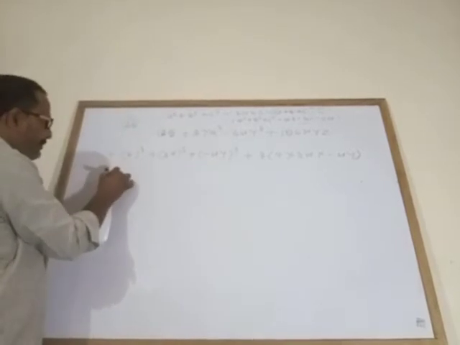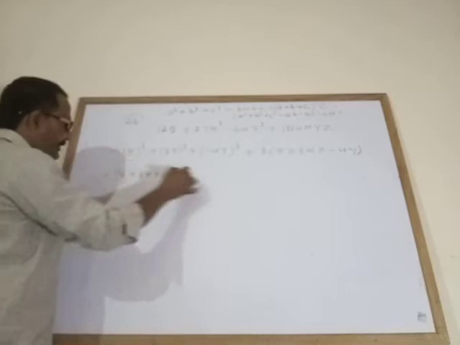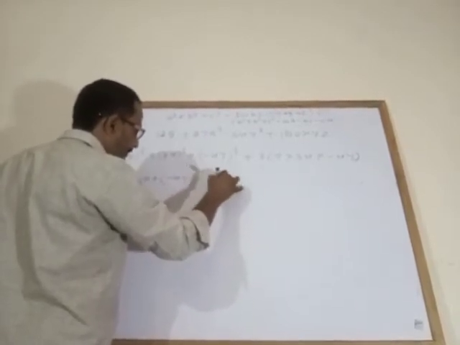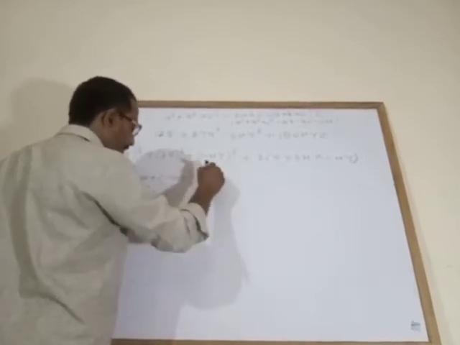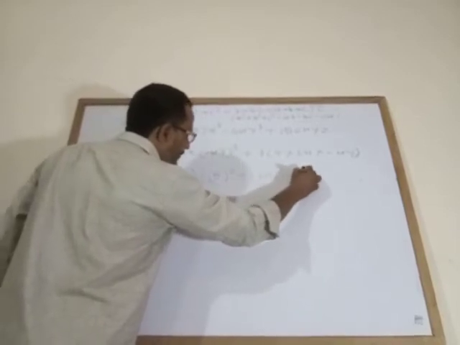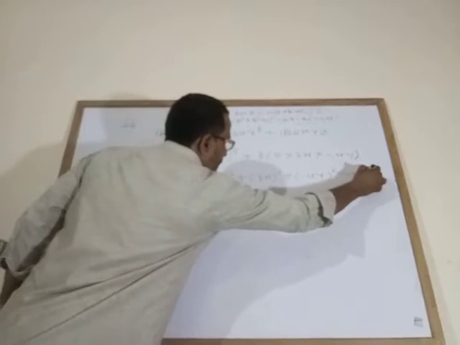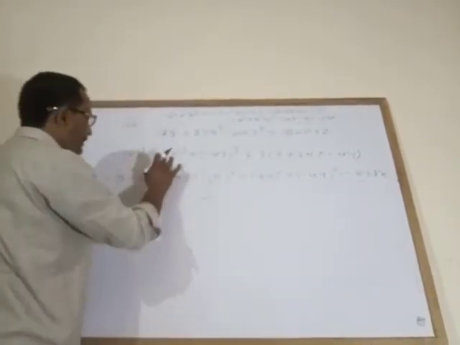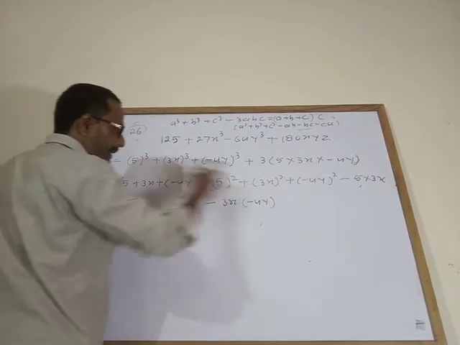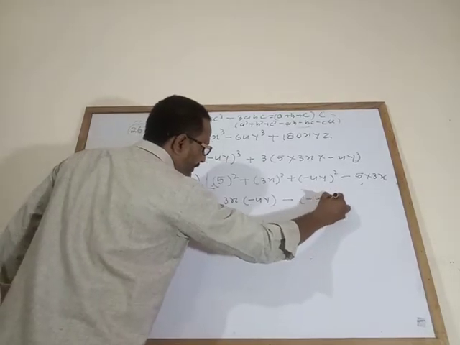Now that is (a + b + c) in one bracket, the a + b + c value is 5 + 3x − 4y, and in the other bracket a², meaning 5 squared, that is the square of 5, plus (3x)² plus (−4y)², minus ab, 5 into 3x, minus bc, 3x into −4y, minus ca, meaning −4y into 5.